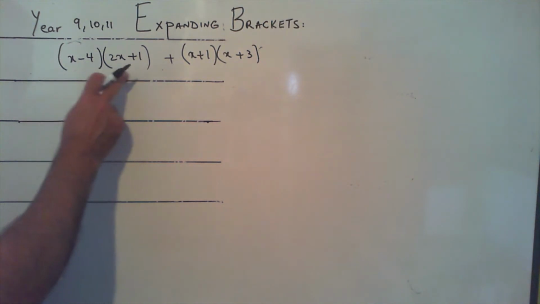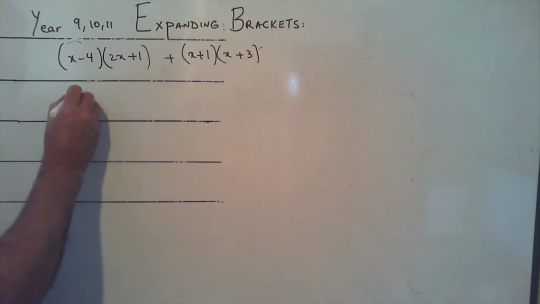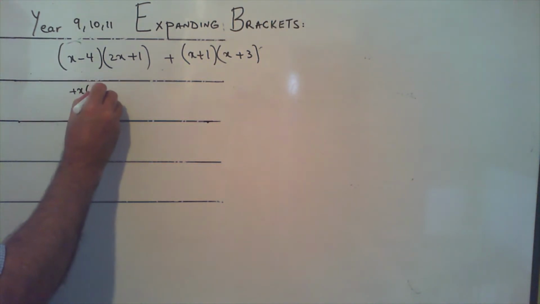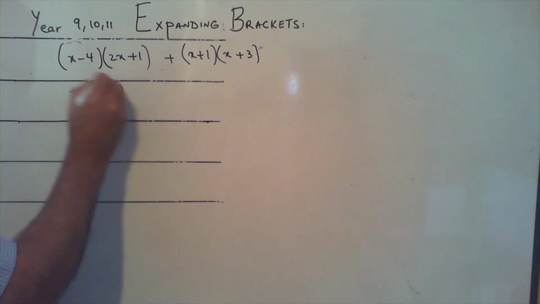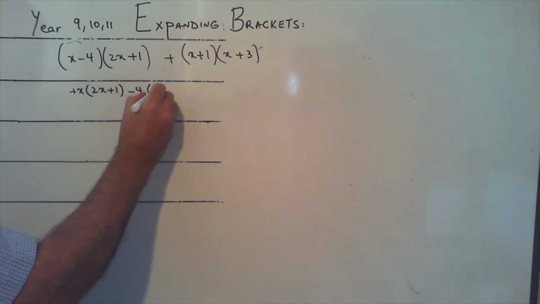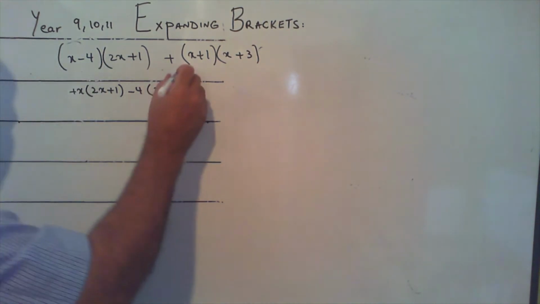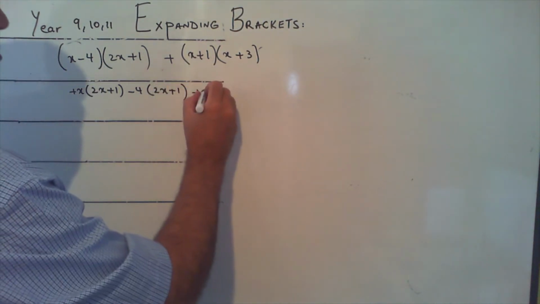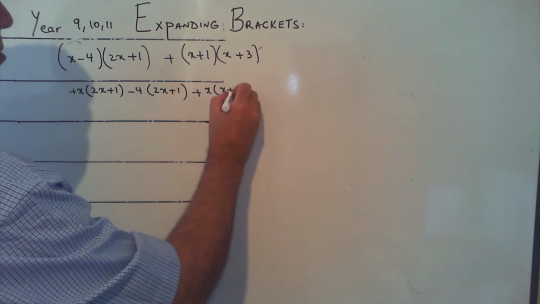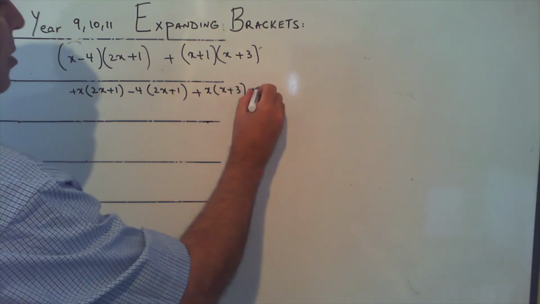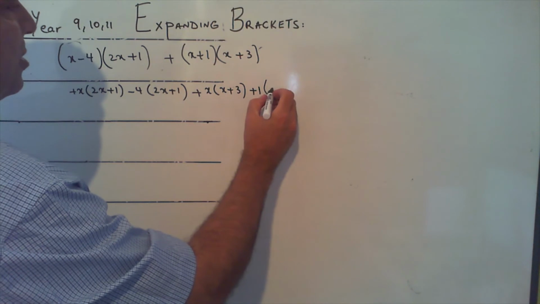So this time I'm going to write this first term times the second bracket, second term times the second bracket, right? That's the first one. Then I've got another one. First term times the second bracket, second term times the second bracket.